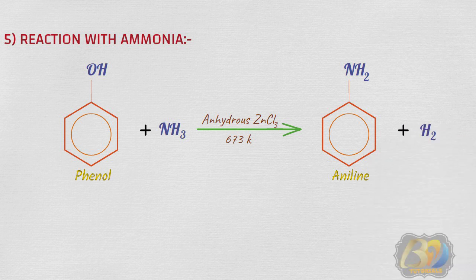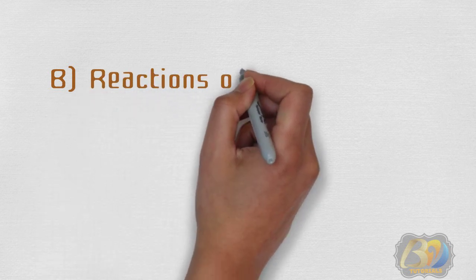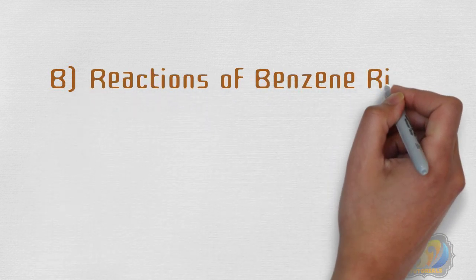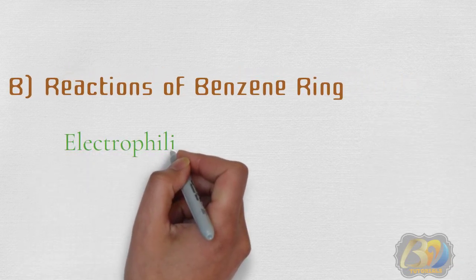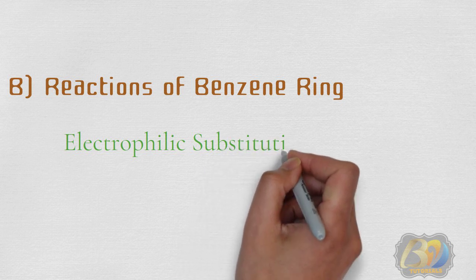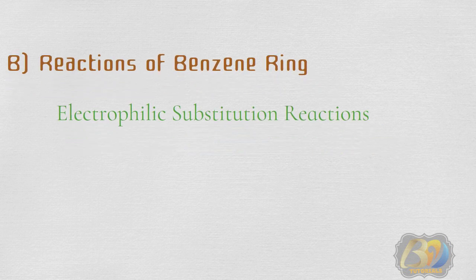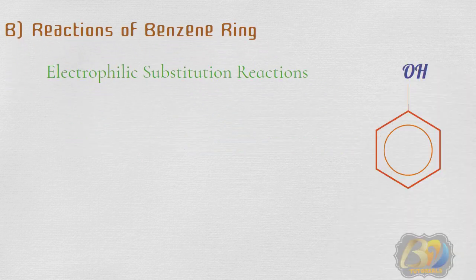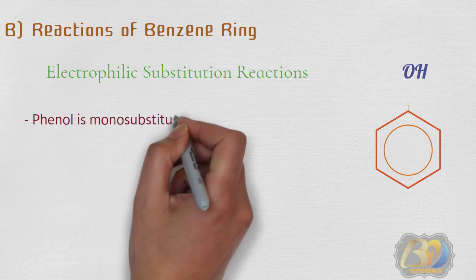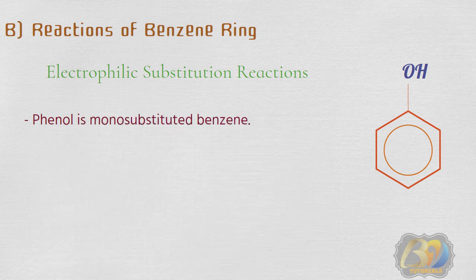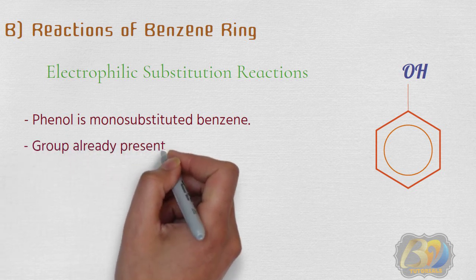The second type of chemical reactions shown by phenol is reactions of the benzene ring. In these reactions, the benzene nucleus of phenol is involved. These reactions are nothing but electrophilic substitution reactions of phenol. Why does phenol show electrophilic substitution reaction? Let's check the structure of phenol. See, phenol is a monosubstituted benzene, and the group already present on the benzene is the OH group.